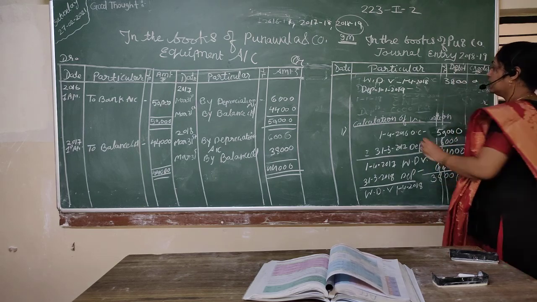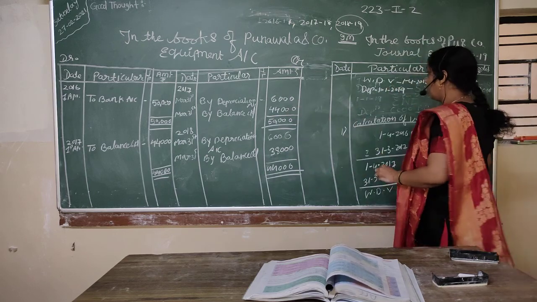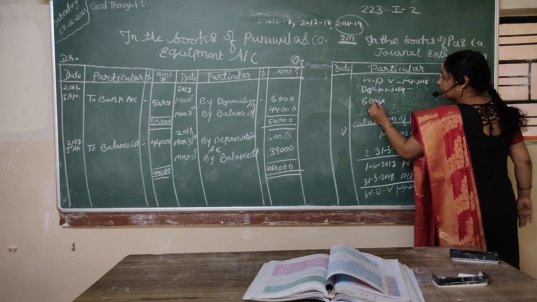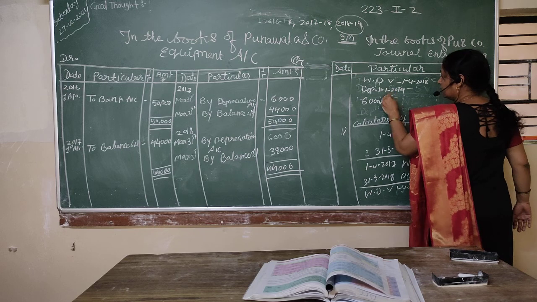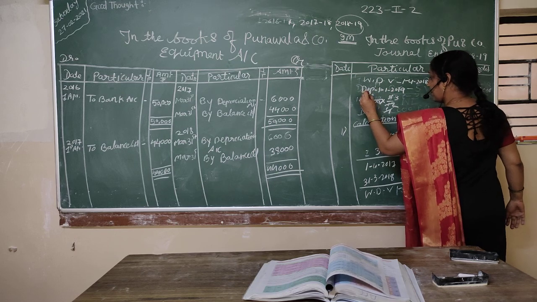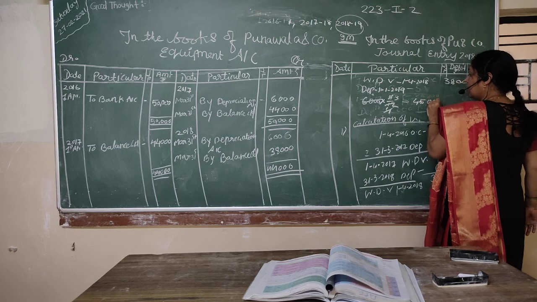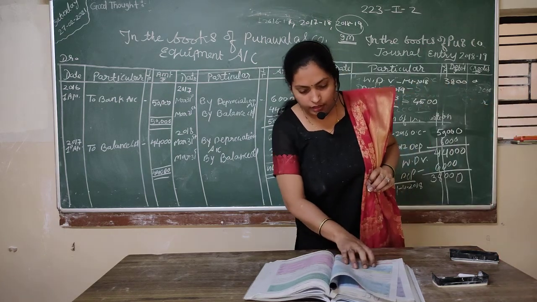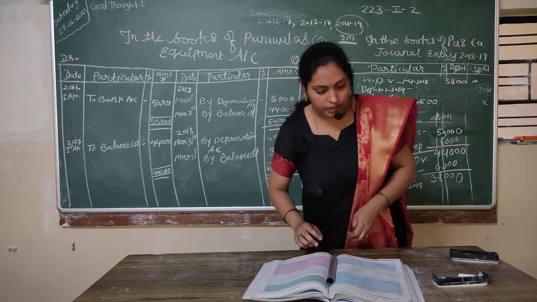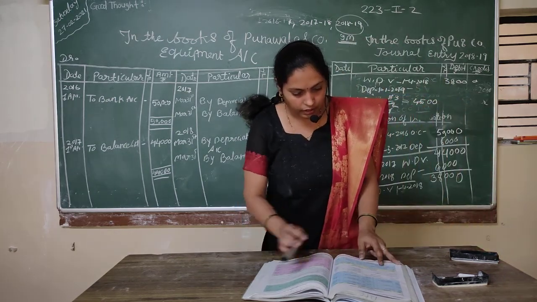And we have calculated the depreciation as 6,000 per annum, that is for 12 months. So we will calculate the 9 months' depreciation by writing 6,000 into 9 by 12. We will get the amount 4,500. That is the third year's depreciation, 4,500. So we will record it like this.